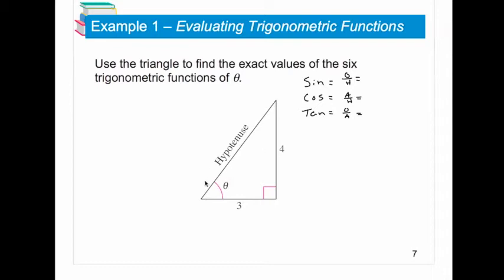Sine is opposite over hypotenuse. So from here, opposite is 4, 4 over hypotenuse. I don't have a number there. Well, that's my first snag. 4 over what? How am I supposed to find the hypotenuse of a right triangle given the 2 side lengths?